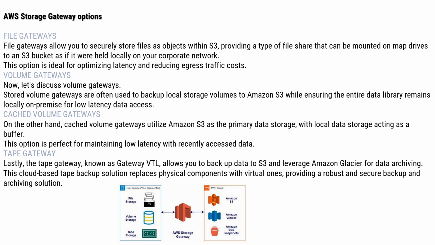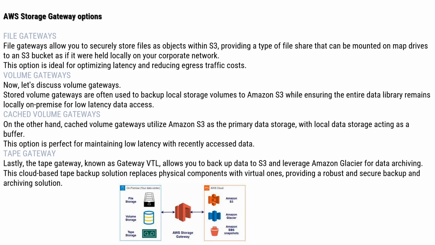Now let's discuss some volume gateways. Stored volume gateways are often used to back up local storage volumes to Amazon S3 while ensuring the entire data library remains locally on premises for low latency data access. On the other hand, cached volume gateways utilize Amazon S3 as the primary data storage, with local data storage acting as a buffer. This option is perfect for maintaining low latency with recently accessed data.